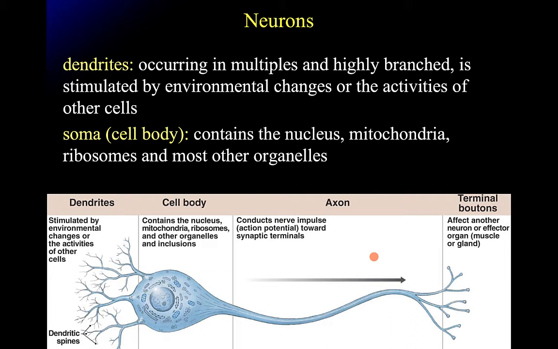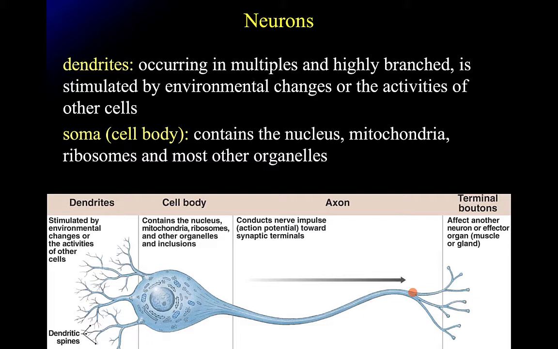Next thing we're going to take a look at is the different parts of the neuron. Now we're just going to be taking a basic look at a neuron, and you'll look at these more closely in physiology class. We want to be aware that they have dendrites, a cell body, and an axon. So the dendrites occur in multiples. They are highly branched. They are often going to be receiving information either directly from the environment or through a synapse with another neuron.